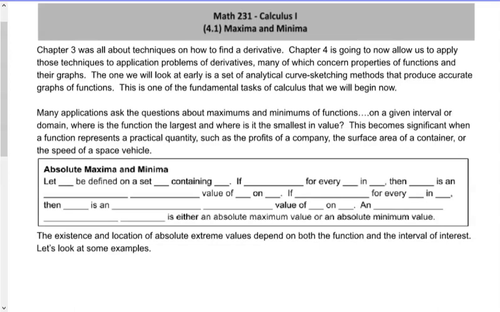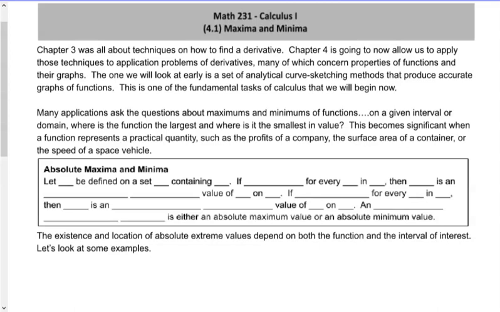Many applications ask the question about maxes and mins of functions on a given interval or a domain. Where is the function the largest and where is it the smallest? This becomes significant when a function represents a practical quantity, such as profits of a company, the surface area of a container, or the speed of a space vehicle.